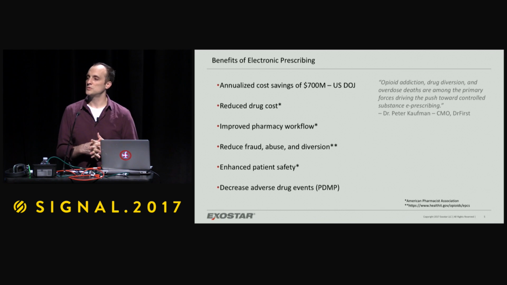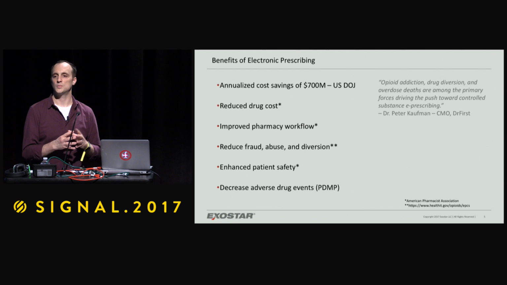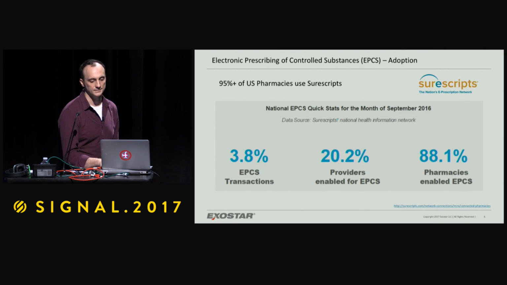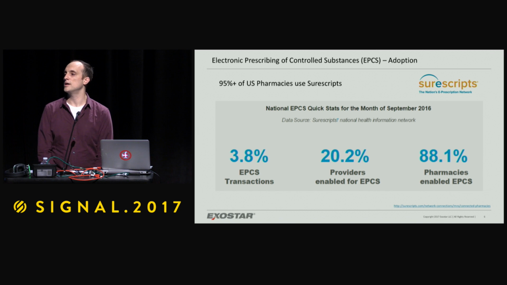So by routing prescriptions electronically through a network like SureScripts, and we'll talk about that in a moment, we're able to capture all that data and then detect things like diversion or adverse events, where someone may be taking multiple prescriptions that conflict with one another, or perhaps they're doctor shopping or pharmacy shopping. So, like I mentioned, SureScripts is by far the primary prescription routing network in the United States.